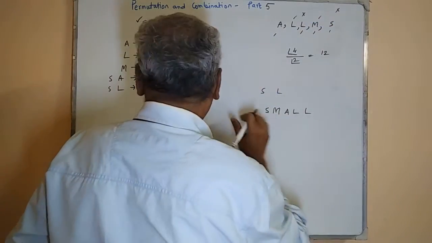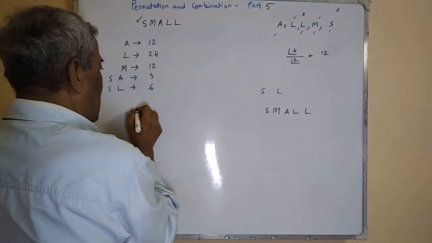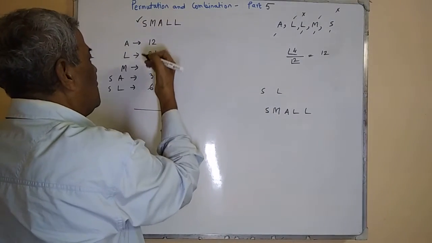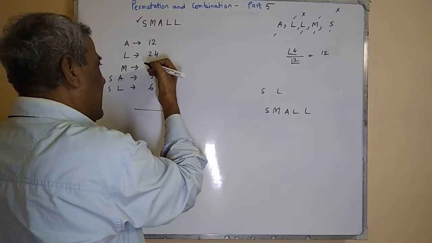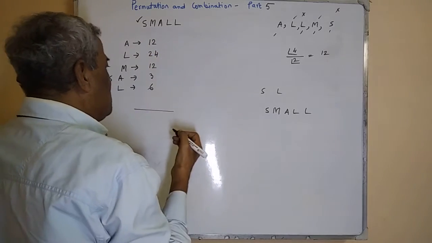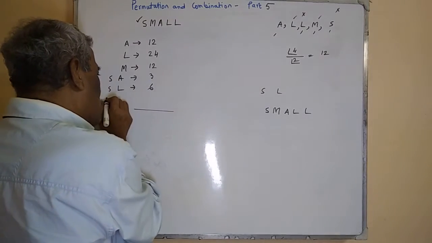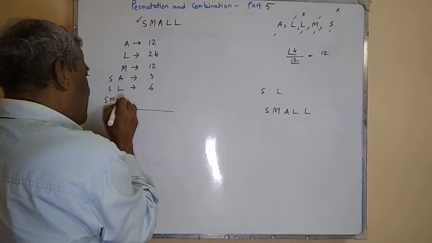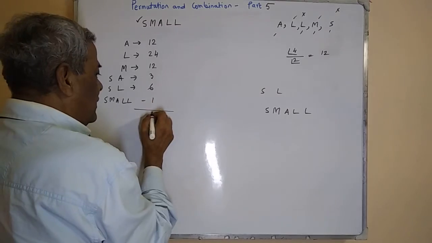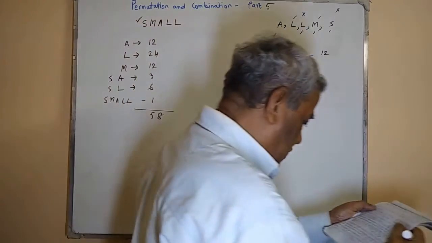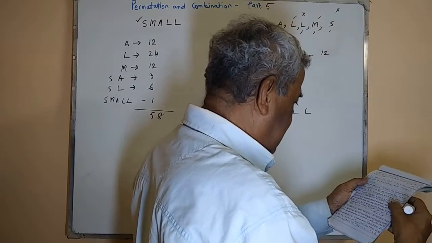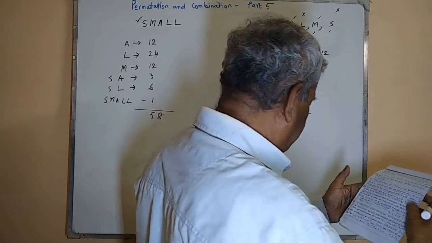So the number of words up to this is 12, 24, 36, 48 and 9, that is 57, and then comes SMALL, 1. So 58 is the correct answer. Option 58, that's all right.